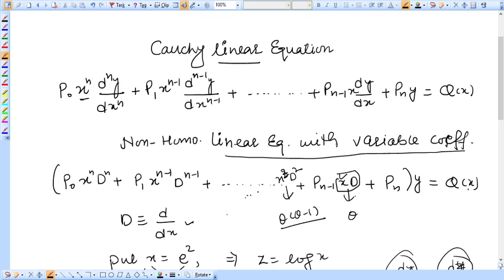So in this way we are able to convert a differential equation with variable coefficients into a differential equation with constant coefficients, and we already know how to solve the non-homogeneous linear equation with constant coefficients. We have done this in earlier videos, so we know very well how to solve these sorts of equations. This is the way we are going to solve them.